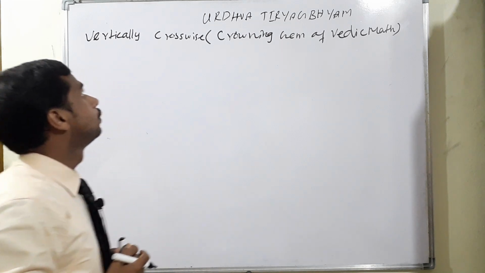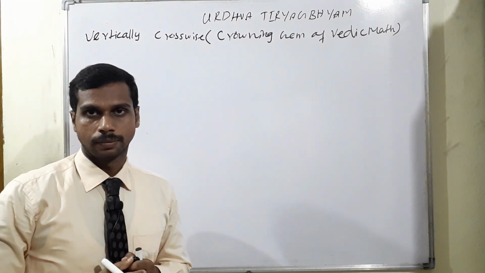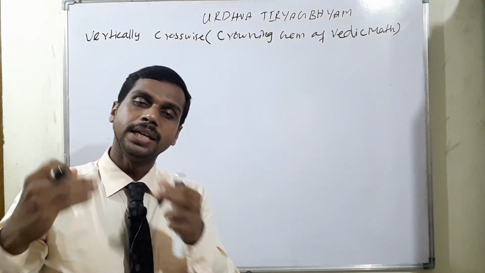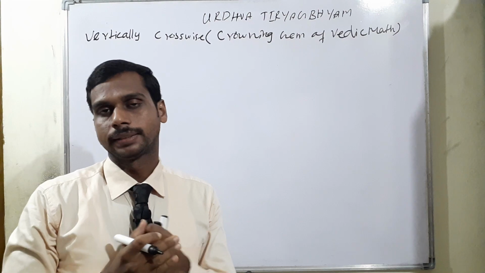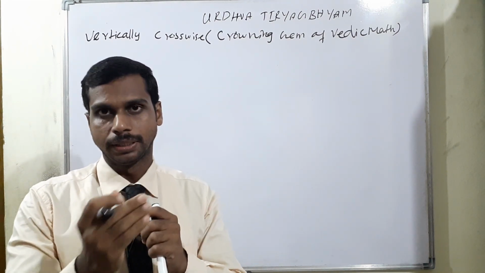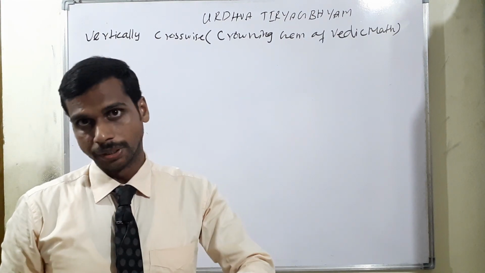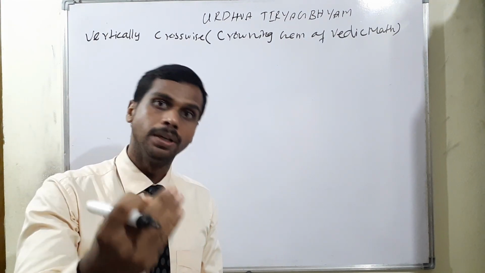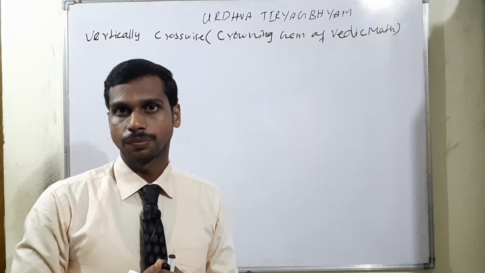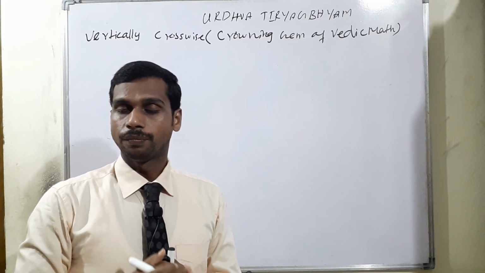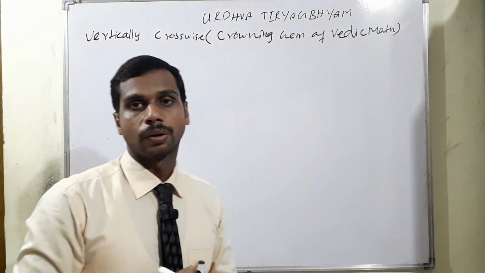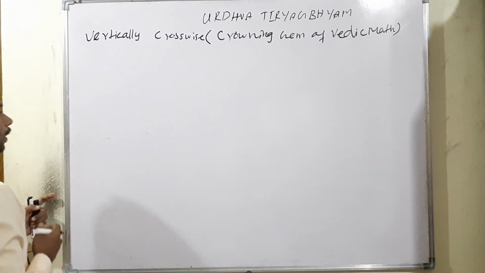So what is the meaning of vertically crosswise? Vertically crosswise means we can multiply any digit into any digit. For example, double digit into double digit, triple digit into double digit, 4 digit into double digit, 4 digit into triple digit, 5 digit into 4 digit, whatever, any digit into any digit we can multiply, without using the regular method, that is, without using a calculator also. So listen very carefully, one by one we can discuss.